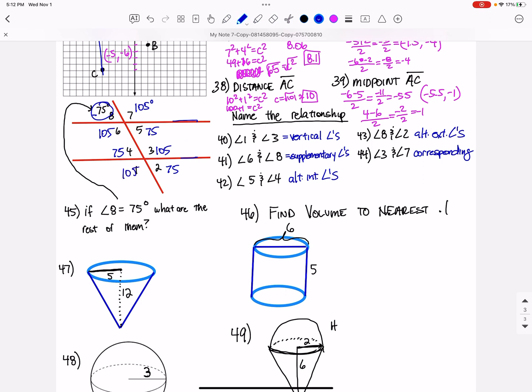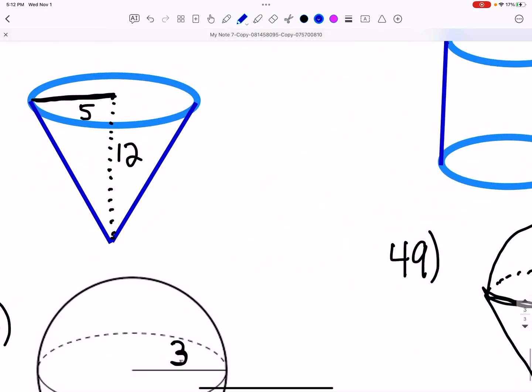So pretty easy. All of them are going to add up to 180 with their one next door to each other. Okay, find the volumes.